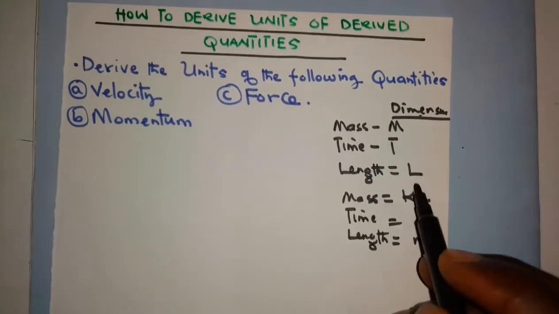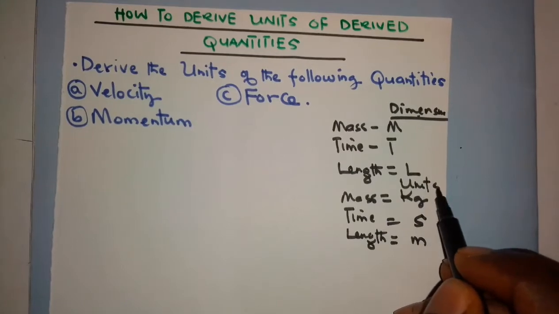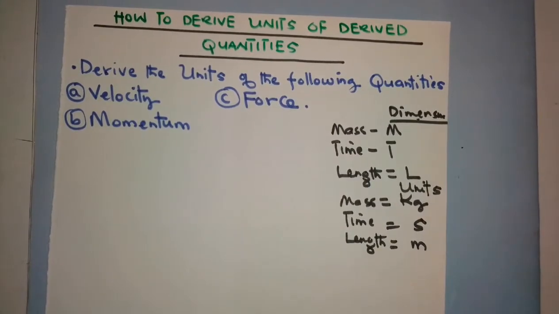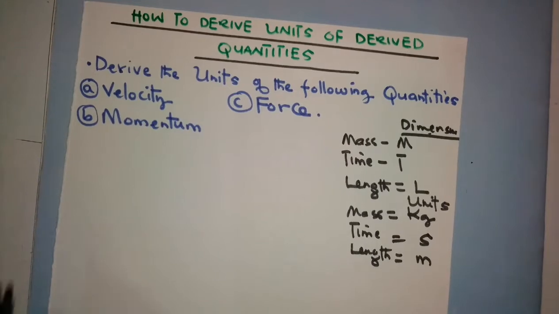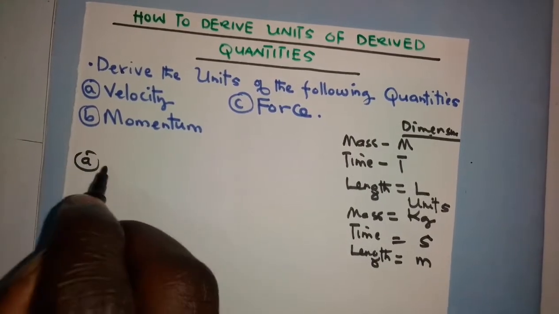Now you need to know these two parts to be able to derive the units or dimensions of any derived quantity at all that is given to you. So in this case, we have velocity, we have force, and we have momentum, and we are asked to find the units of each of these quantities. So the first I'll go for will be velocity.